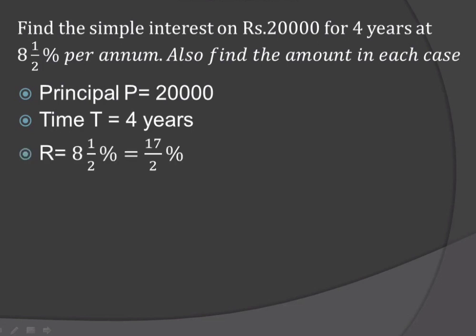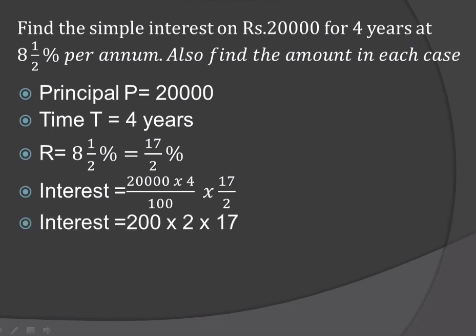Now rate is 8.5%, or we can just write it as an improper fraction. So I can write 17 by 2%. Now we need to find out interest first. So interest can be calculated as P into R into T upon 100. So P is your 20,000, time is your 4, and R is 17 upon 2. Here this is your R, 17 upon 2, upon 100. Now 0 cancels out with this 0 and 2 cancels out with this 4. So I will get 200 into 2 into 17, and multiplying them all I will get interest as 6,800 rupees.